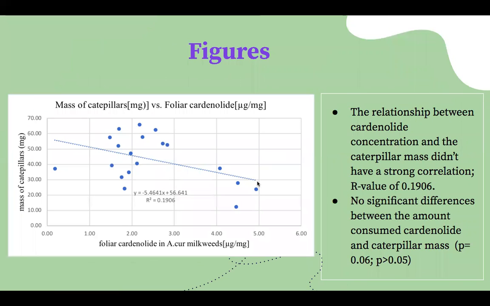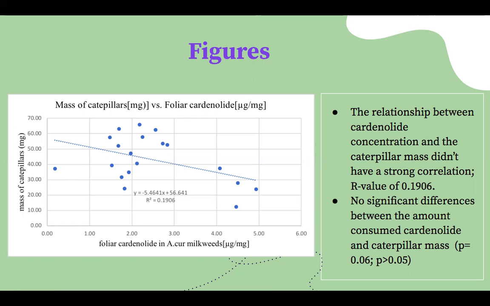My first figure is a scatter plot with both of the articles' data. The x-axis is the foliar cardenolide in the milkweeds, and my y-axis is the mass of the caterpillars. As we can see, there's a negative correlation instead of the positive one that we predicted. And the relationship between the cardenolide concentration and the caterpillar mass didn't have a strong correlation, indicated by the R value of 0.1906, which is less than 1.